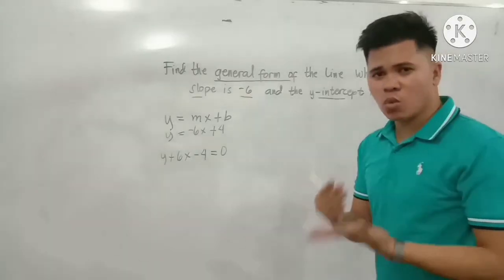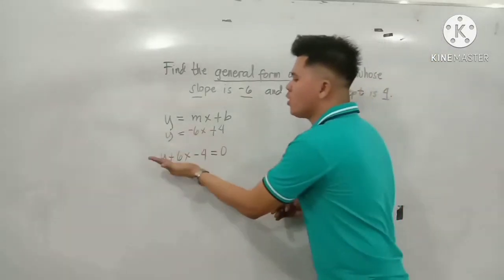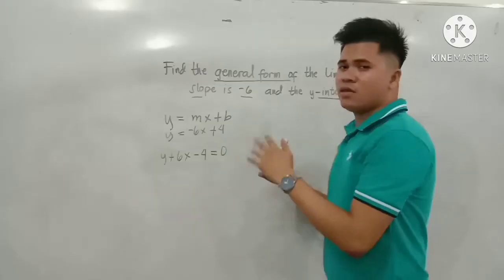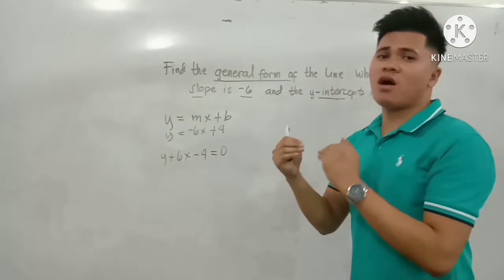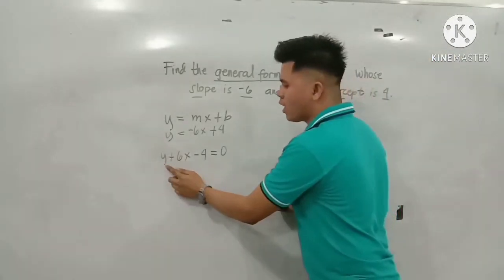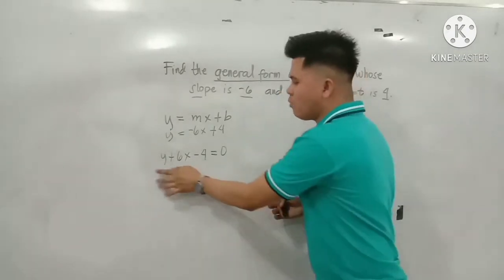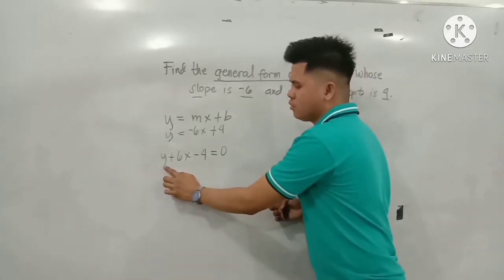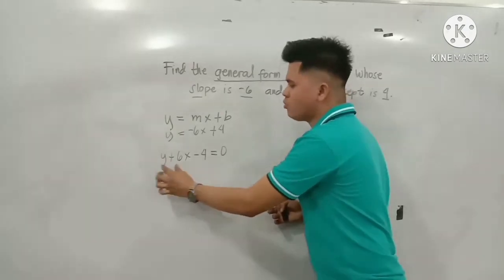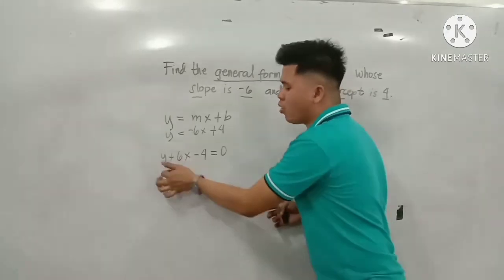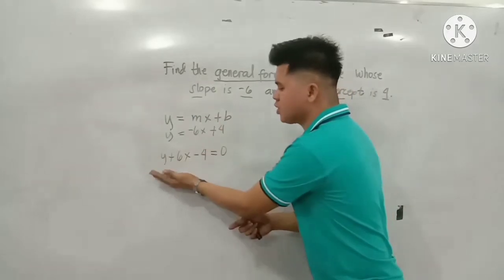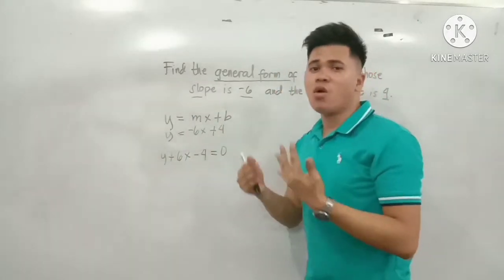But we have to check if our equation is written in correct order. That means the x must come first before the y. How about this one? Our y comes first. So this means this is not the correct order. So we have to change this one. Simply change the order. Do not change the sign. Okay? We are not transposing the terms. We are just changing the order.